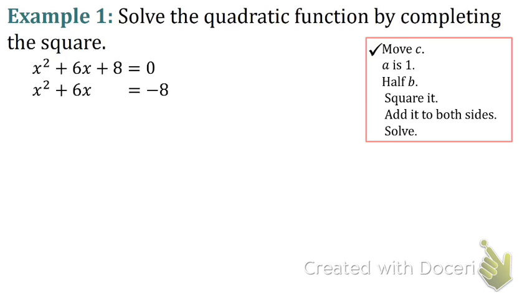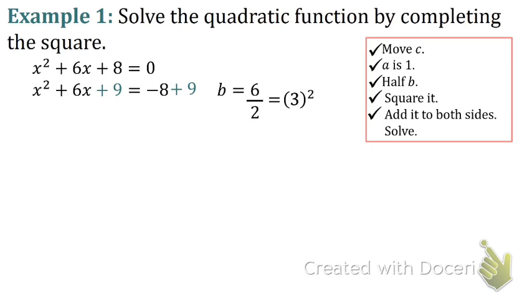Now, is a 1? Yes, we have a plain x squared, so a is 1. Now we need to identify our b, 6. We're going to half it, which is 3. So now we've halved it. We're going to square it, which is 9. And we're going to add it to both sides.